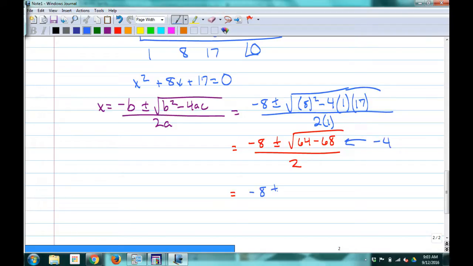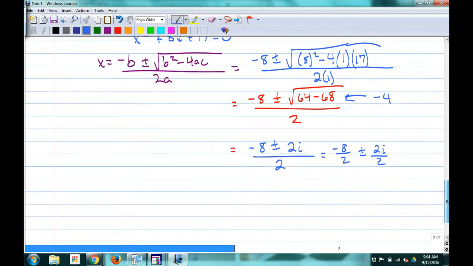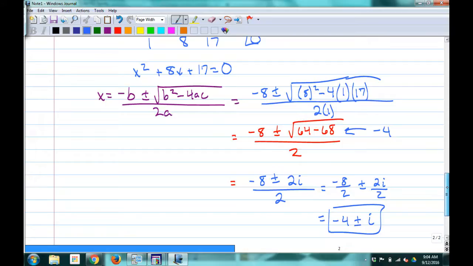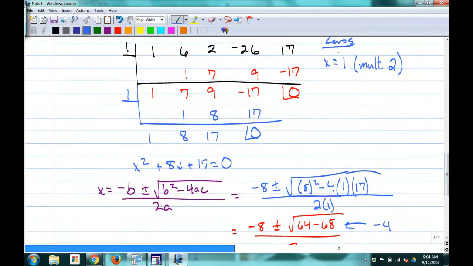So negative 8 plus or minus the square root of 4, which is 2. Should be 2i, because it's a negative number, over 2. And then I can simplify that a little bit. Yes, so I'm splitting it apart. That'd be negative 4 plus or minus i. So my zeros are 1 with a multiplicity of 2, and then x equals negative 4 plus or minus i. Those are the zeros of my polynomial.